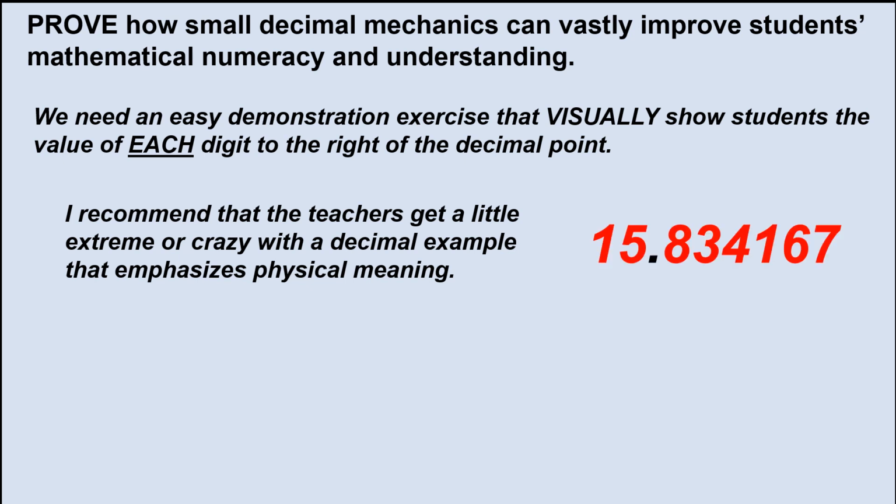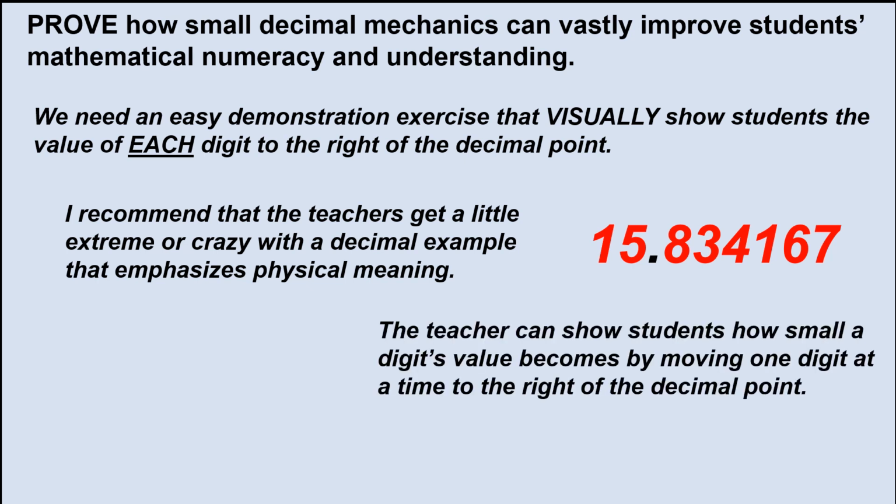So let's choose 15.834167. The teacher can show students how small a digit's value becomes by moving one digit at a time to the right of the decimal point. Let's rewrite our decimal. Then use the 1 under the decimal point process to compute an equivalent mixed number to our decimal. This process was outlined in the video, Decimal Fraction Equivalency, and it can be viewed at the website, new3rseducationconsulting.com under the video tab.